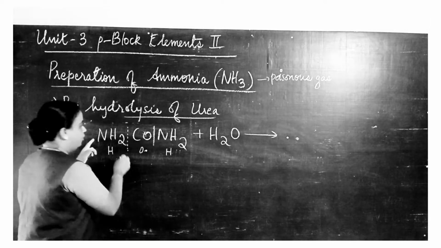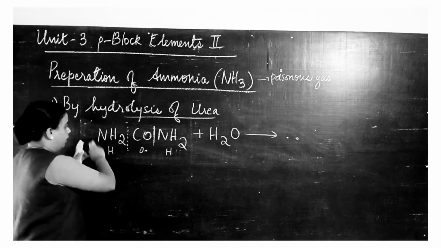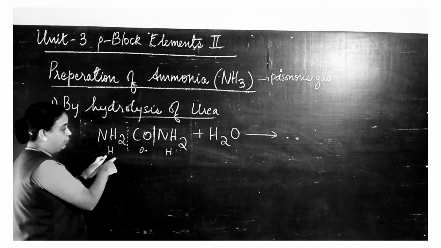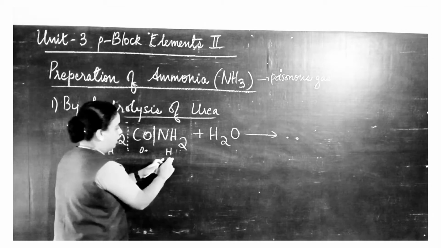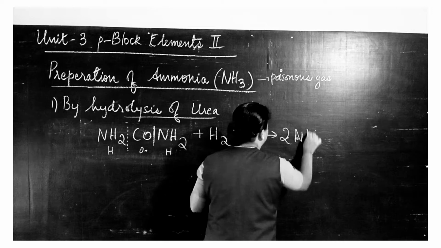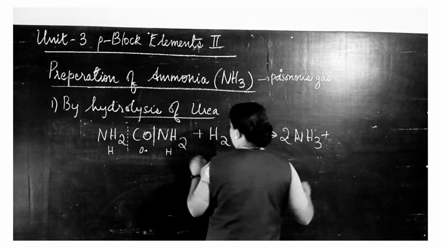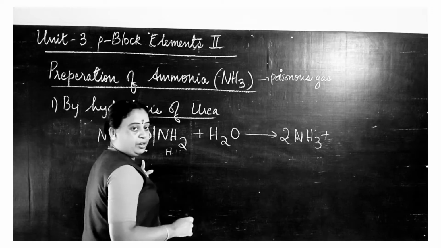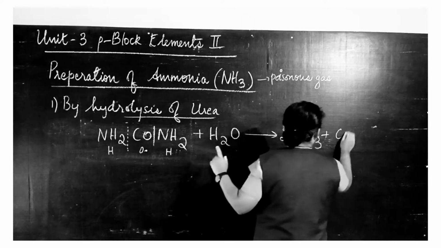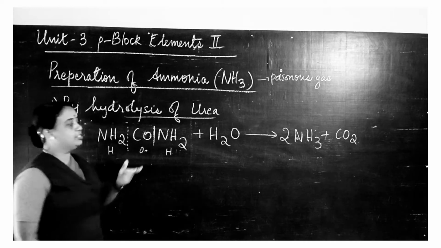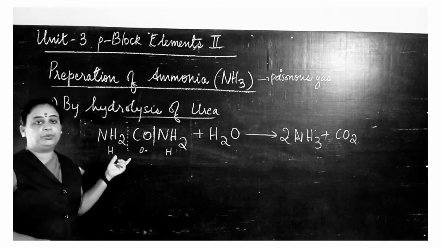Now we get two products here. One NH2 and this H combine to give ammonia, and here the other NH2 with hydrogen gives ammonia. Likewise you get 2 ammonia. Then CO2, that means carbon dioxide gas is also formed. So that is the hydrolysis of urea.